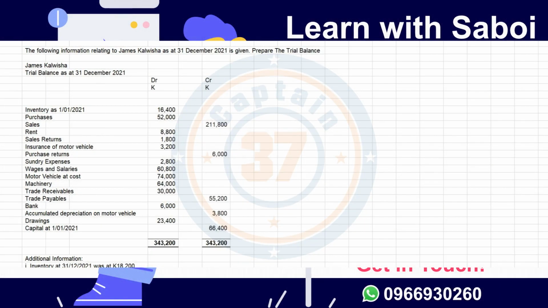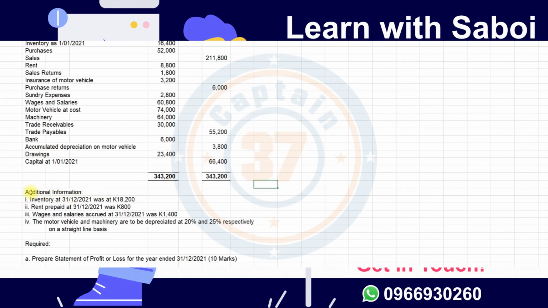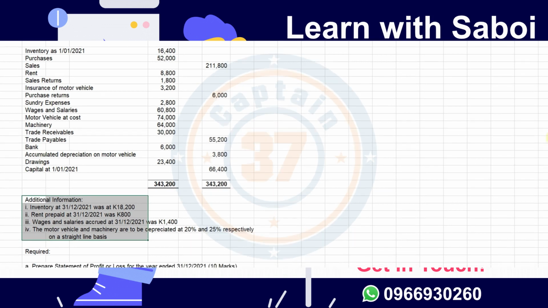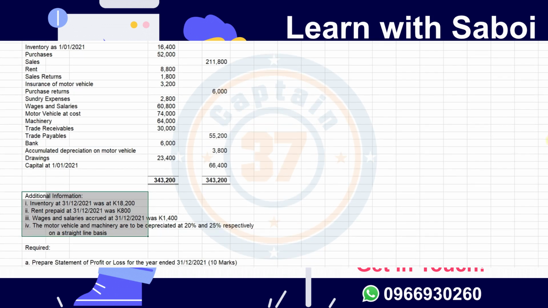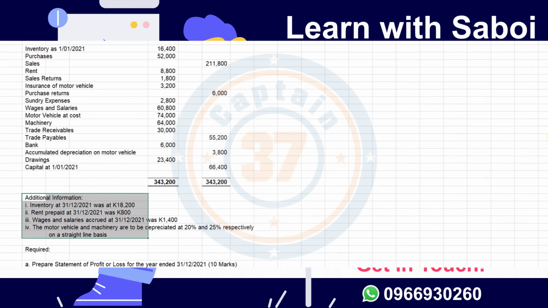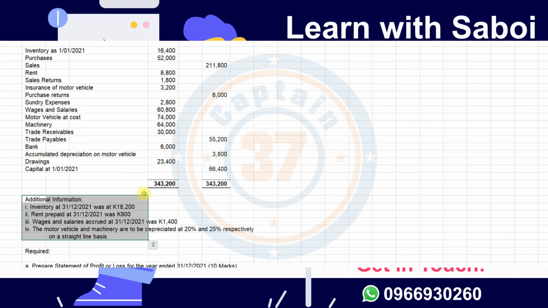In preparing the statement of profit or loss, additional information is usually given, and I have put that information right below here. This additional information is given in the actual exam question paper, and it is important for you to prepare both the statement of profit or loss and the statement of financial position. What we're going to do right now is prepare the statement of profit or loss, and we'll have to take note of this information that's given right over here.